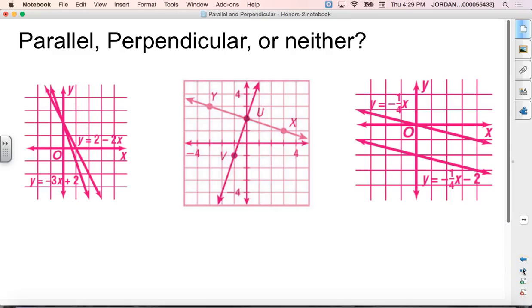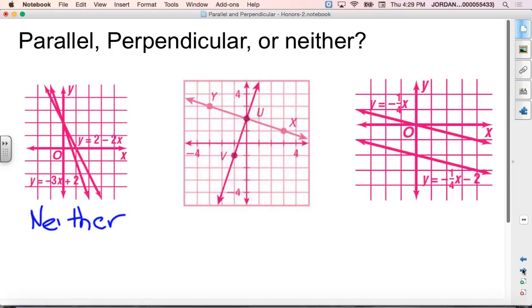Okay, so looking at these graphs right here, you need to be able to tell by looking at a graph if the lines are parallel, perpendicular, or neither. As you can see, this first one, they're not parallel because they cross, and they're not perpendicular because they don't cross to make a 90-degree angle. So this one would be neither.